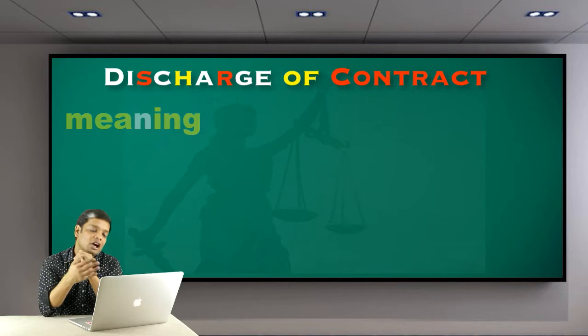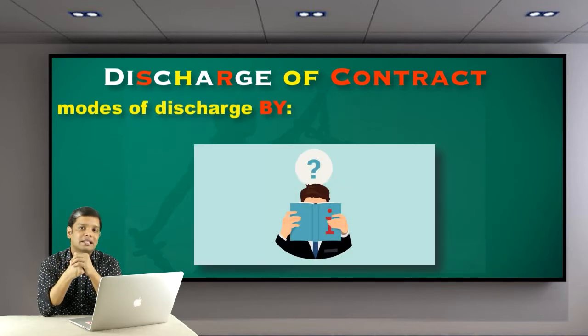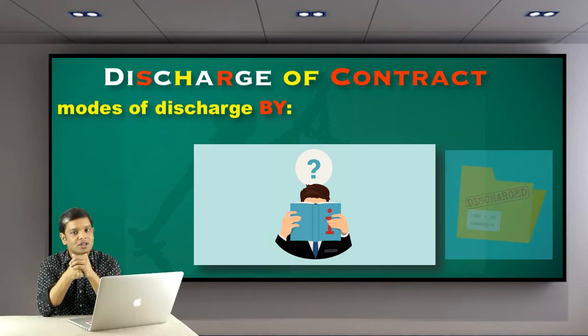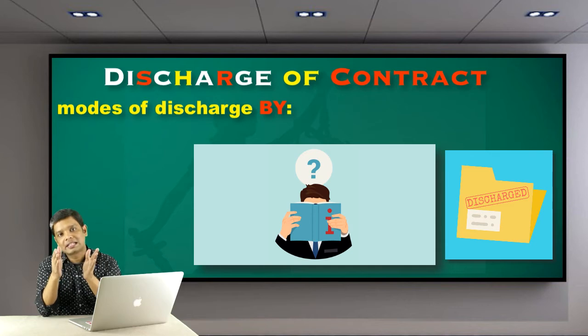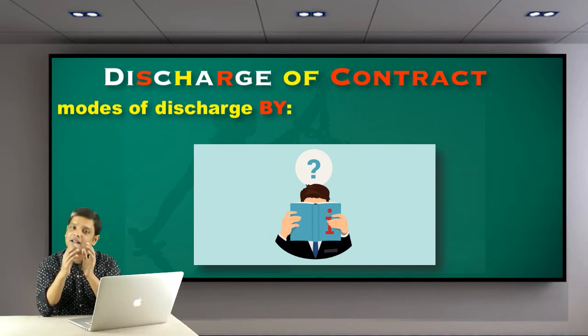Of course, let's check out what are the key terms that we will discuss in this video and the subsequent videos as well. The first one that today we will discuss is of course the meaning of discharge of contract, and secondly we will discuss what are the modes of discharging the contract. Okay, so let's take a glimpse of all those modes and then we will discuss accordingly.